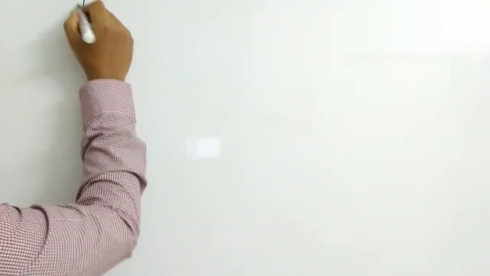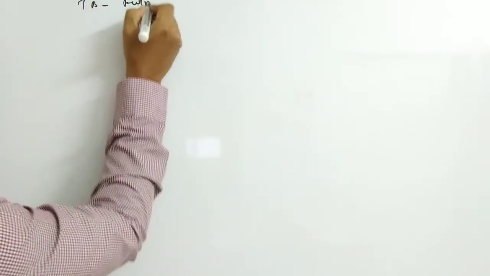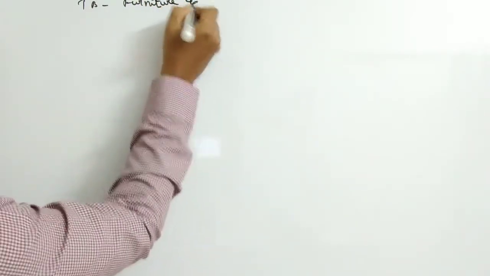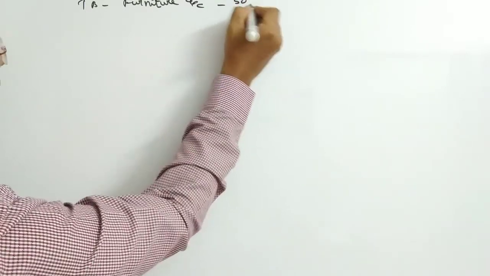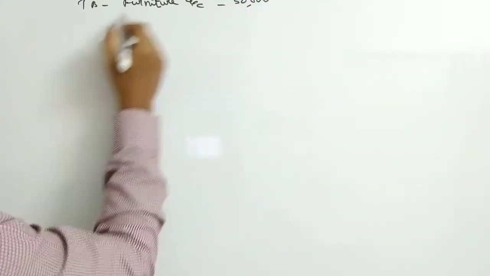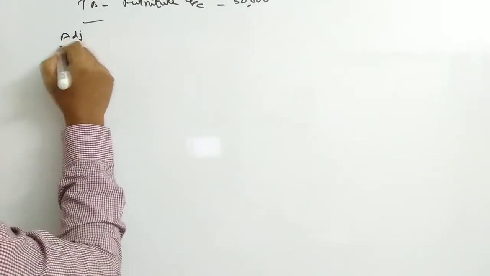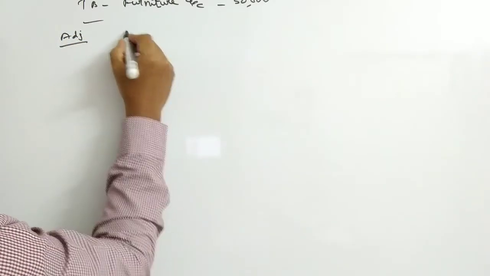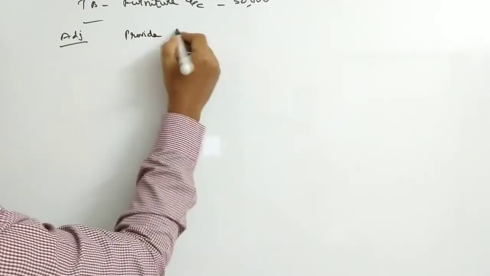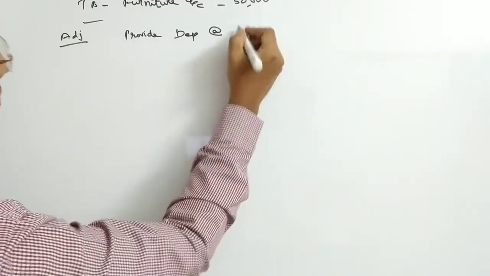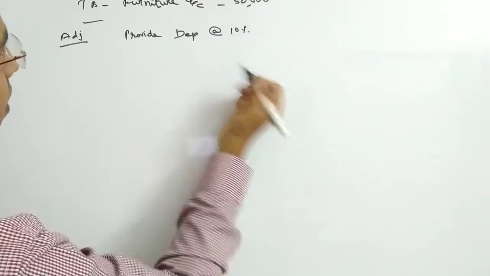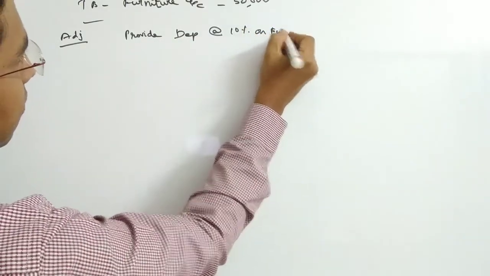So, in order to reduce the asset value, we have to calculate depreciation. Let us discuss with an example. On the trial balance, we have the furniture account, take an example, 50,000. Then in the adjustment part, we have: provide depreciation at 10% on furniture.